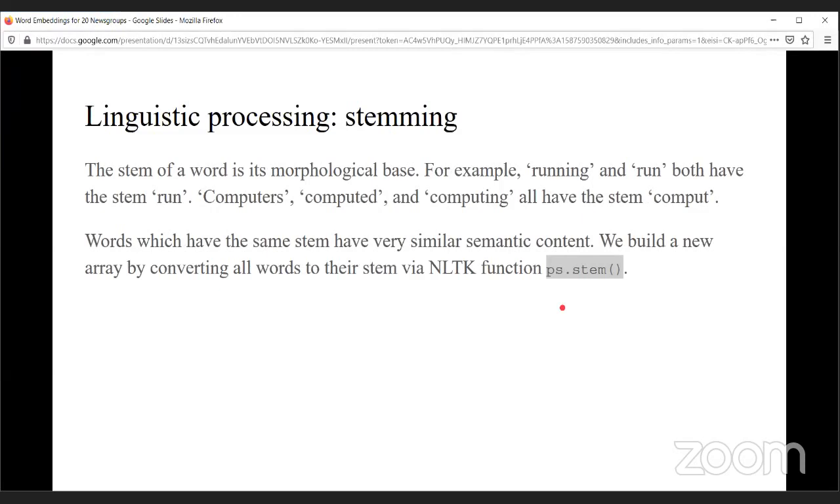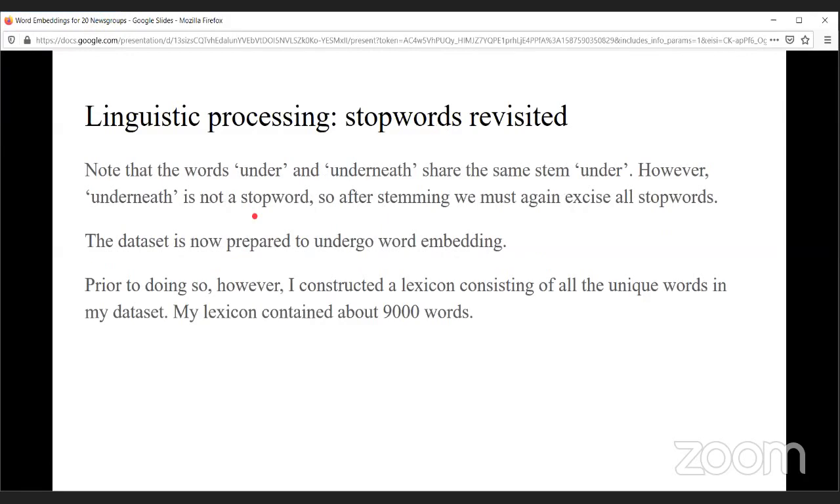And then stemming here. I thought that it would be useful to take words and convert them to their morphological base. So running and run both have the same stem here, run. Computers, computed, and computing all have the same stem right here, which isn't even actually an English language word. The reason I thought this would be useful is that these all contain pretty similar information. However, the TF-IDF embedding will treat them all as being different. So I thought it would be useful to take concepts and reduce them, or to identify a similar concept. And then once again, you want to go through and remove all of the stop words after embedding.